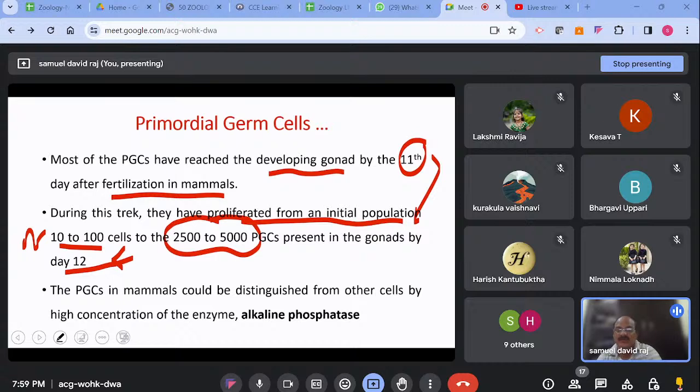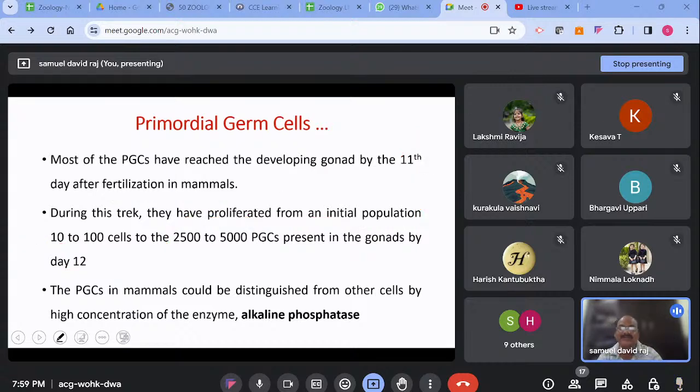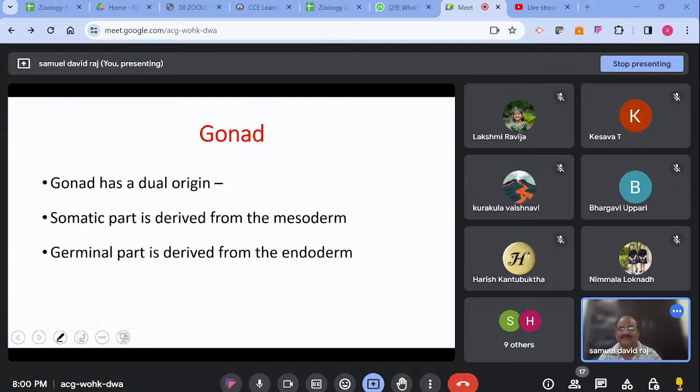And how do we distinguish the primordial germ cells of mammals from other cells? Scientists have found that the primordial germ cells in mammals have a high concentration of the enzyme alkaline phosphatase when compared to other cells.